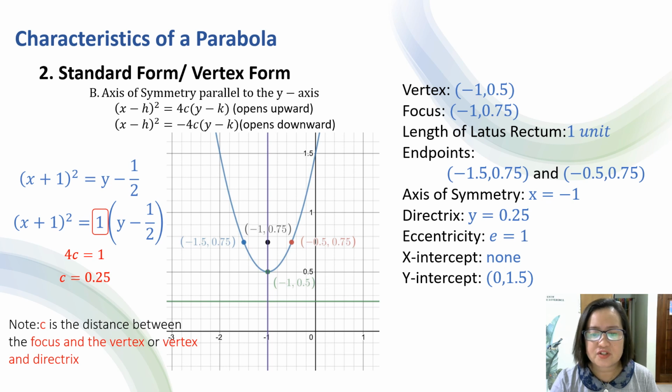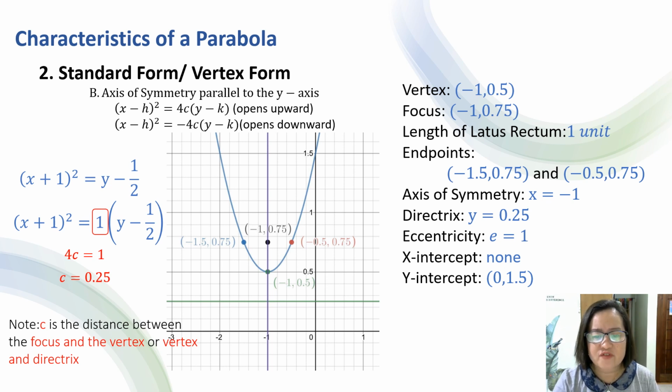To get the equation of the directrix, we subtract 0.25 from the ordinate of the vertex. Thus, we have 0.5 minus 0.25, giving us 0.25. We say that the equation of the directrix is y equals 0.25.